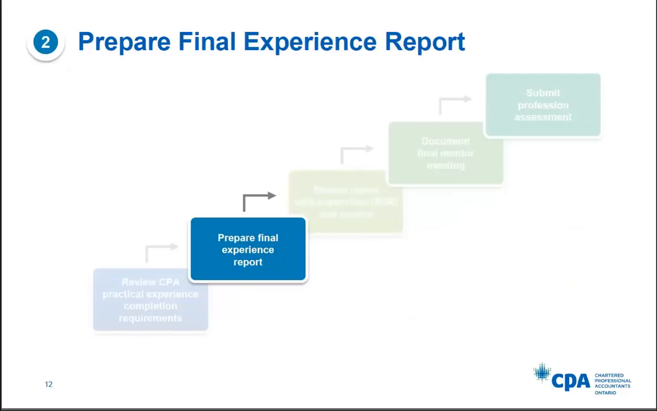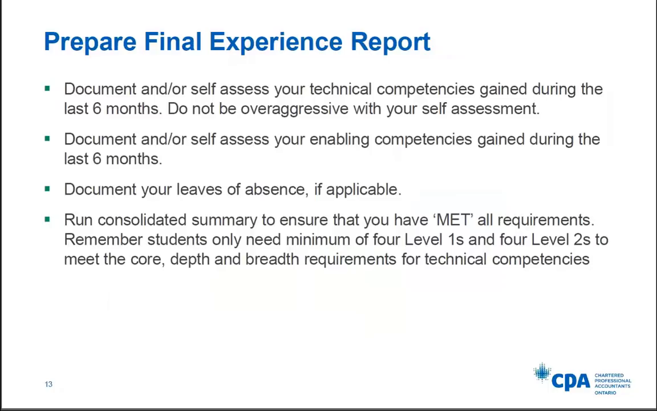Now that you understand the practical experience exit requirements, you're ready to complete your final experience report. If you have at least 30 months duration, have met the core, breadth, depth, and progression, have self-assessed and completed experience reports on a semi-annual basis, and had meetings with your mentor and documented in PERT, you're ready to complete your last experience report. What are some of the things you need to consider when you are working on your last and final experience report?